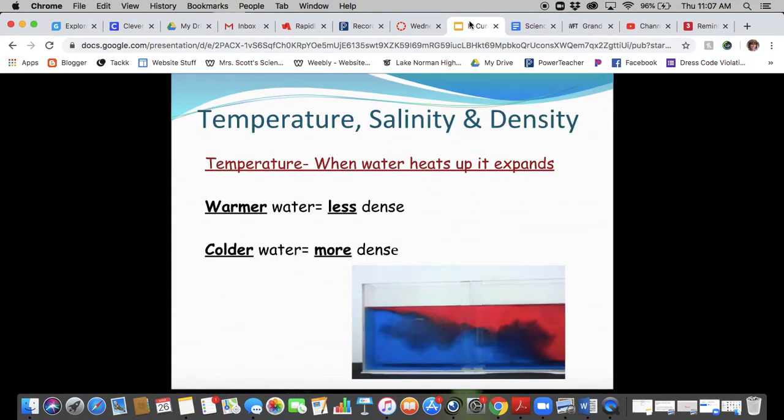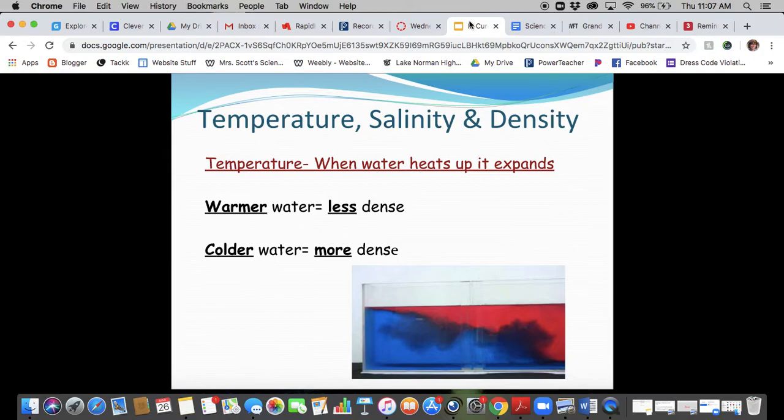Okay, so before we start on actually talking about currents, I just want to backtrack a little and review density with y'all, because that's going to be important for one of these currents and how density of water is affected by two different factors. The first one is temperature.